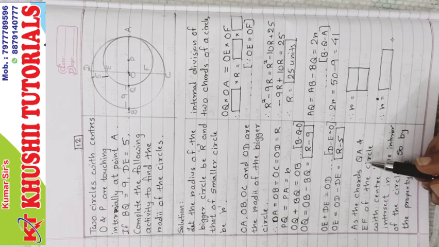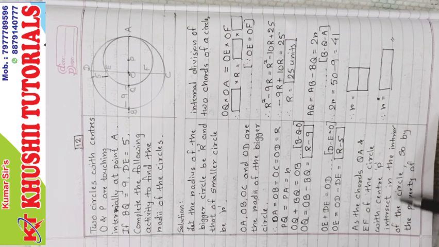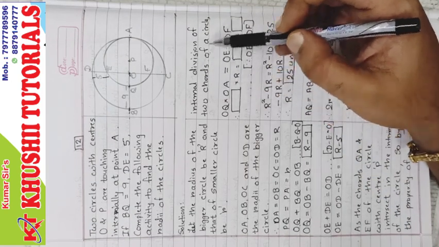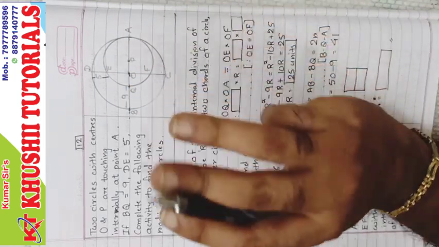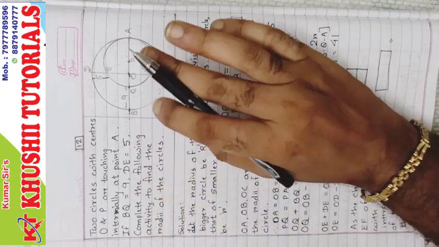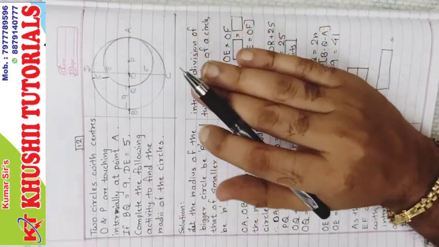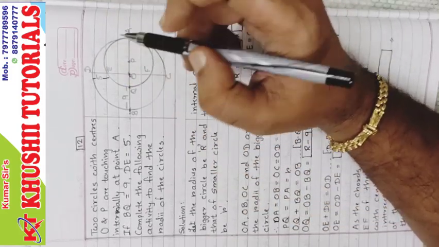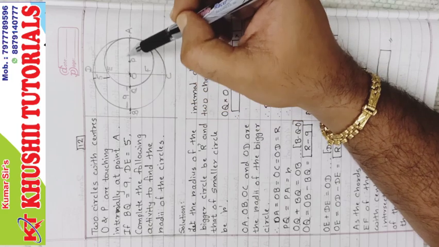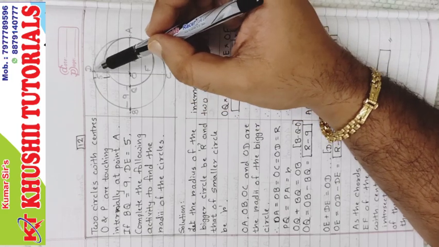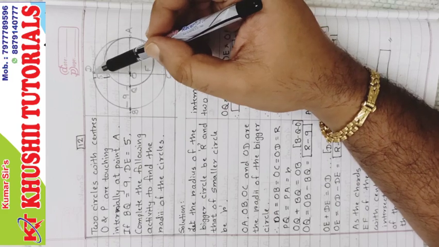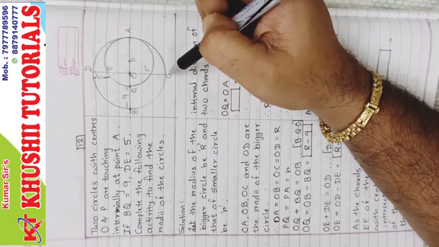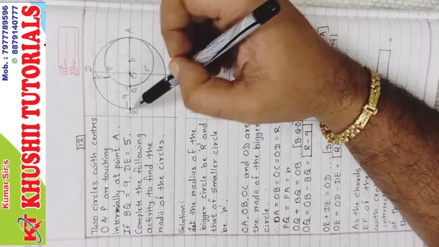Now, as the chords QA and EF of the circle with center P intersect each other in the interior of the circle, by property of internal division of chords of the circle. Now, this property is in chapter number 3. We have not done chapter number 3 yet, but this property indicates, when two chords are intersecting each other, for example here two chords are DC and BA, they are intersecting at point O, then DO into OC equal to AO into OB.